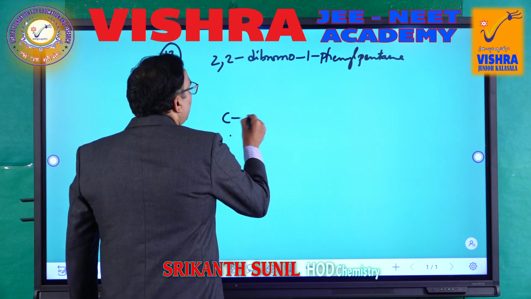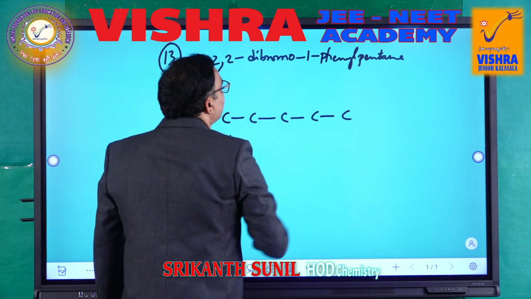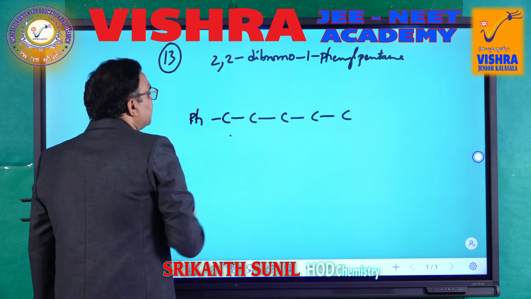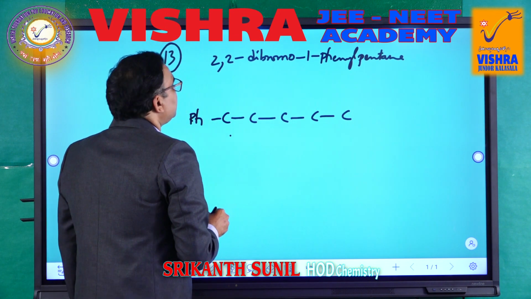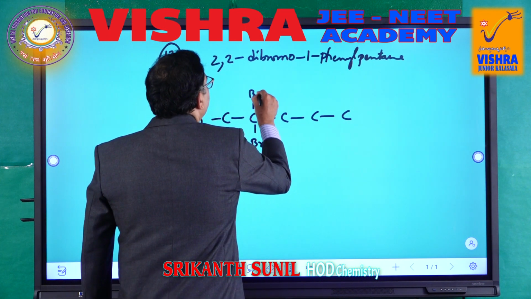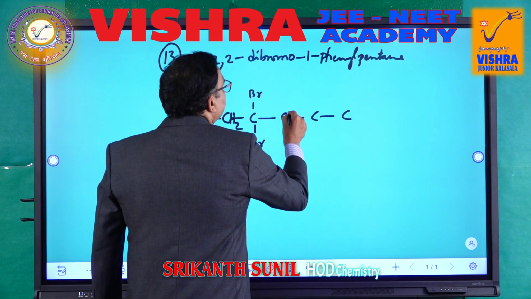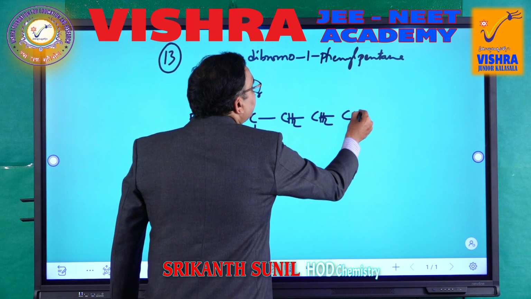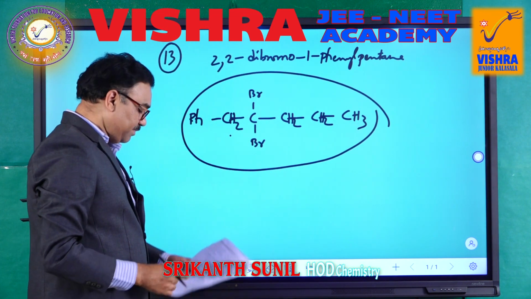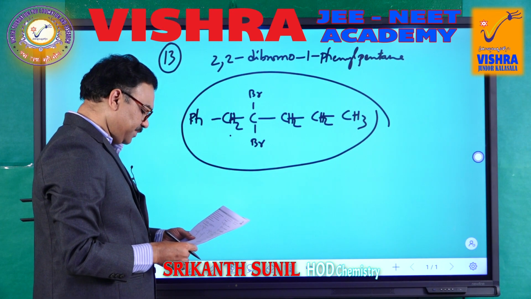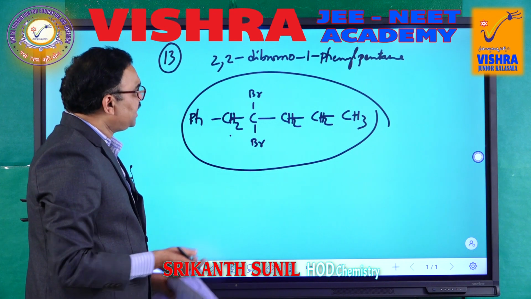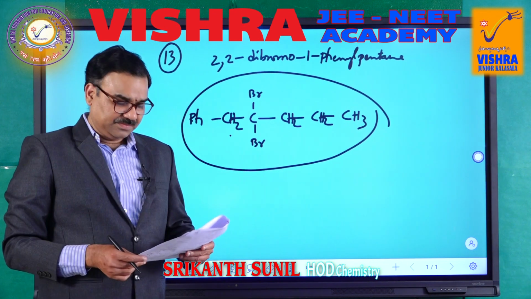Pentane is the main chain. 1, 2, 3, 4, 5 carbons. On 1 you have the phenyl group, Ph. The phenyl group is here. On 2 you have bromo. Here you have bromo and here you have bromo. Write the hydrogens here, dear students. You are done with the question. This one is the structure of this IUPAC name. So see here, this one is CH2 attached to this and phenyl. So like that we can explain the structure from the name.